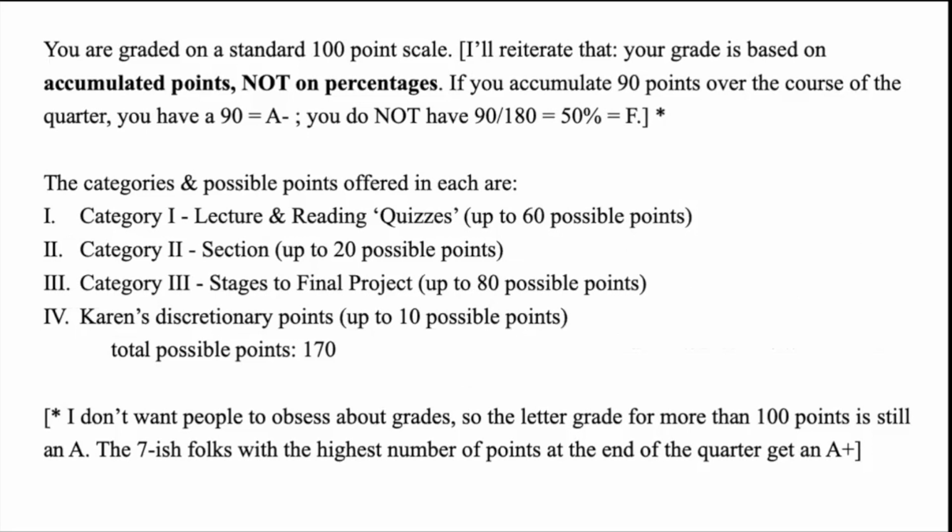The categories and possible points offered in each are: Category 1 is lecture and reading quizzes, and those all told are worth up to 60 possible points. Category 2 is section, that's worth up to 20 possible points. Category 3 are the stages to the final project, and that's up to 80 possible points. And then my discretionary points, up to 10 possible points for people who come to the live discussion sections with me. So that's a total of a possible 170.